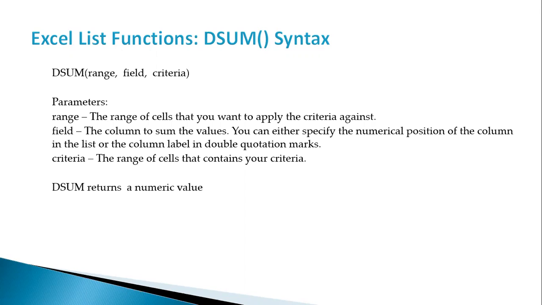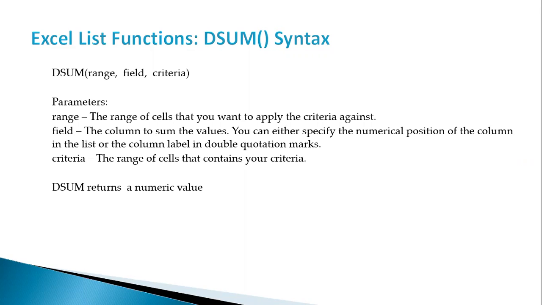The syntax is, of course, you start with the function name, dsum, and then it accepts 3 parameters: the range or the database, then the field, and the last parameter is the criteria. The range or database parameter is used to specify a range of cells that you want to apply the criteria against. Then we have the field parameter, which simply specifies the column whose values are to be summed.